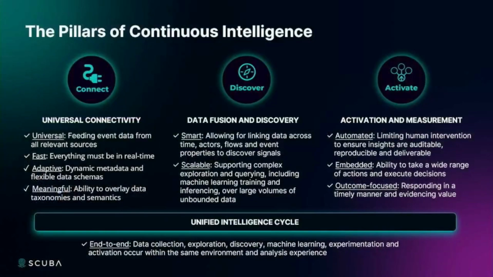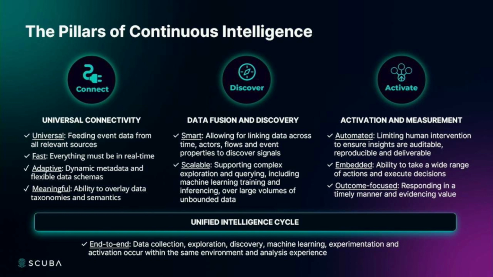So first, we have a take on what continuous intelligence is, and it basically has these three pillars: universal connectivity, data fusion and discovery, and activation and measurement. And these become really the pillars also of activating machine learning or AI into your analytic cycle. In addition to that, it has to be on a unified cycle, meaning everything has to be within the same analysis experience. No jumping around from platform to platform, no need to orchestrate data pipelines from one stage to the other, but all occurring within the same process.